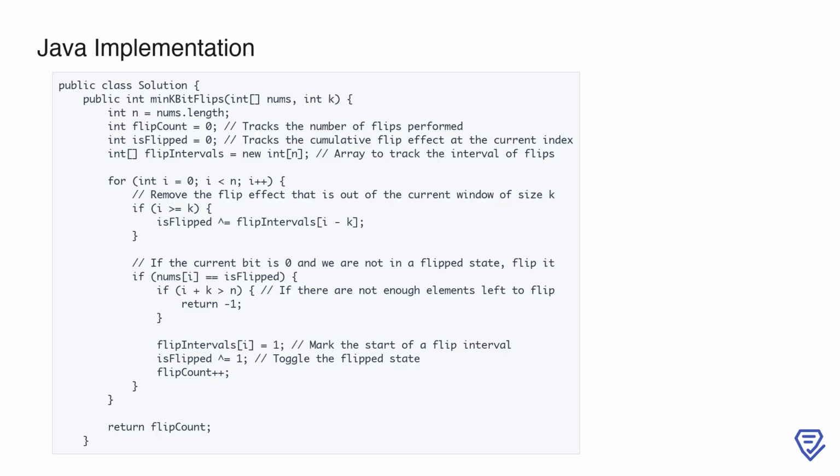The main logic is implemented in a loop that iterates through the indices of the array. At each index, if the current index is beyond or equal to k, we remove the effect of any flip that has gone out of the current window of size k by toggling isFlipped using the value stored in flip intervals for the corresponding position. This ensures we only consider the flips that are still relevant within the current window.